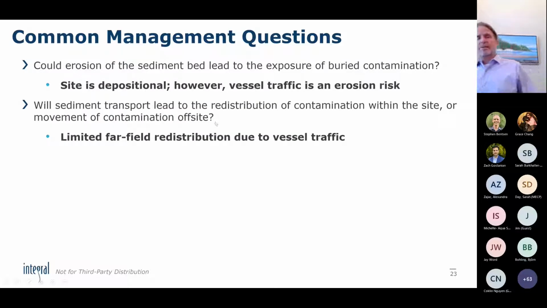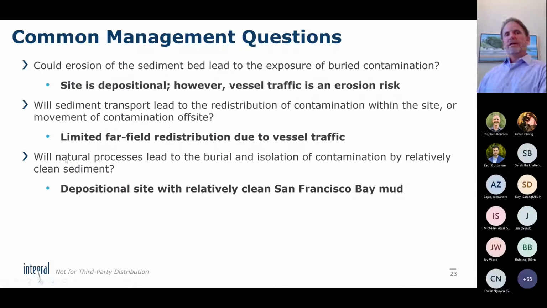And will sediment transport lead to redistribution of contamination within the site? And we do see redistribution within the site, but limited far field redistribution. And some of that's validated by coring in that outer channel, where we didn't see as much contamination as within the channel.